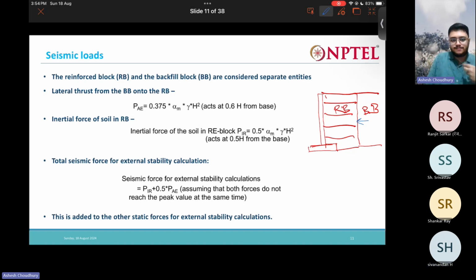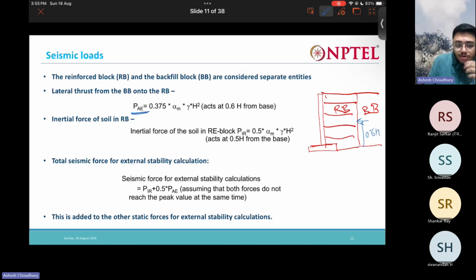That inertial force is given by this PAE. PAE is equal to 0.375 times alpha m, which you saw in the previous slide, times gamma times h square. H is nothing but the height, and this PAE acts at a height of 0.6 h from the base. This is the inertial force that the backfill block imposes on the reinforced block.